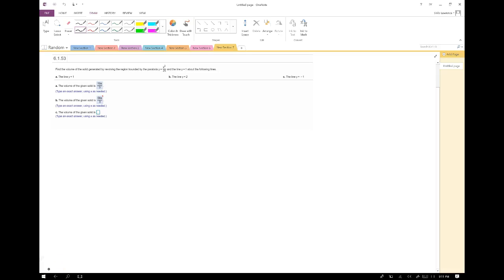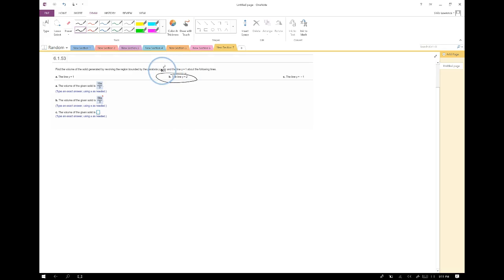Hi, Erica. To start this problem, I'm just going to do part B here. It's asking us to find the volume of the solid generated by revolving the region bounded by the parabola y equals x squared divided by 25 and the line y equals 1 about the line y equals 2.